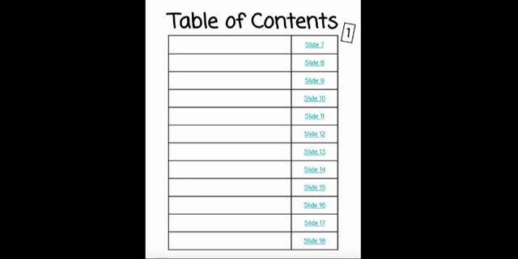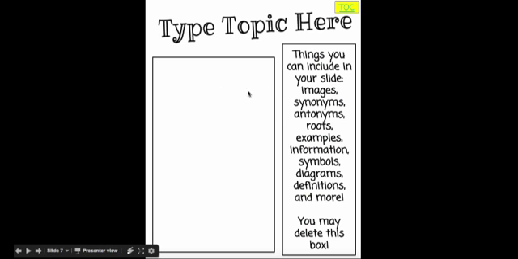Under the table of contents, they would write down the information they are keeping on each page. So if it was math, maybe it would be geometry, or maybe it would be area of a triangle. They'd click on slide 7, and this is where they would put the information. They would type area of a triangle for the topic here, and then they would include any more information in the detail box. It says things you can include in your slide: images, synonyms, antonyms, roots, examples, information, symbols, diagrams, definitions, and more.